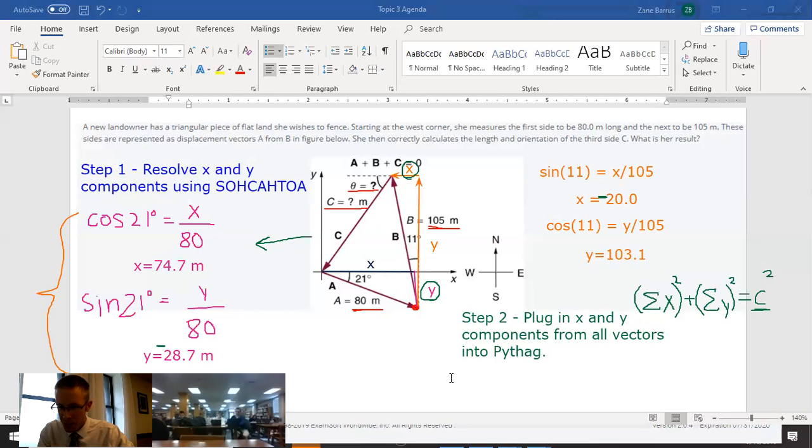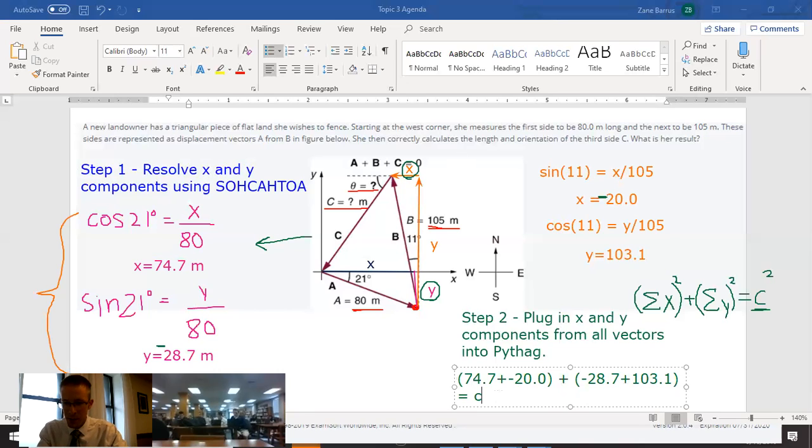So the formula that I wrote to you in green with the sigma notation, I'm going to add all of my x components together. So my first x component was 74.7. I'm going to add that to my second x component, which was negative 20. Okay? I'm going to square that in a second. But my y components were negative 28.7. I'm going to add that to 103.1. That was my next y component. All right?